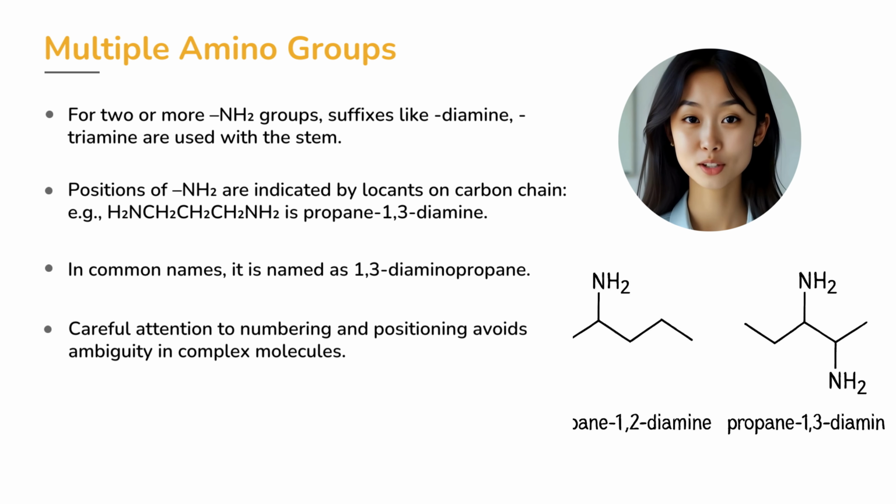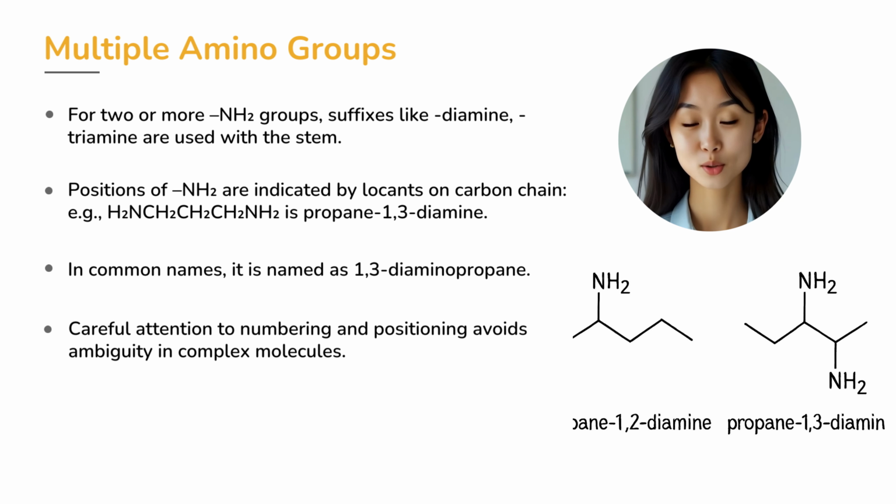What if a molecule throws a party and invites 2 or more amino groups? We call these diamines or polyamines depending on how many NH2 groups are present. To name them, suffixes like diamine, triamine, and so on are added to the name of the parent alkane chain. For example, the molecule H2NCH2CH2CH2NH2 has 2 amino groups attached at carbon 1 and carbon 3 of propane. This molecule is called propane-1,3-diamine. In common names, it's simply 1,3-diaminopropane.